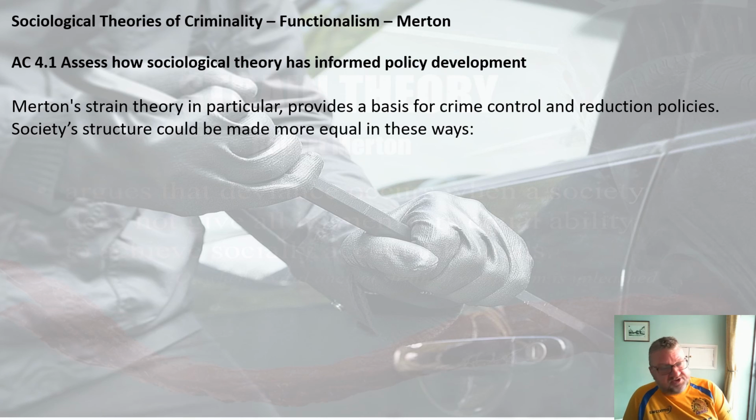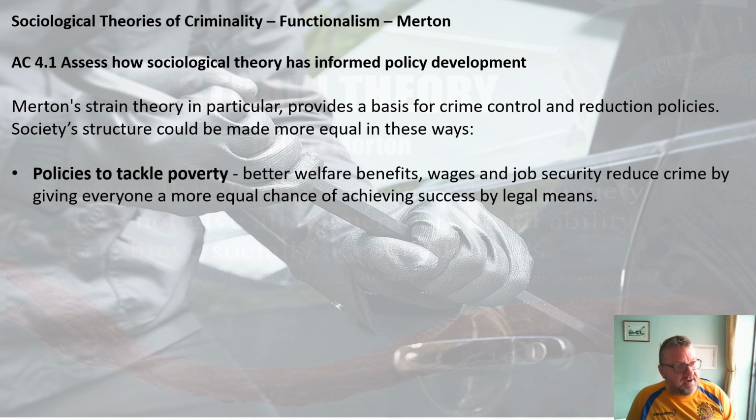So if we look at policy development now, AC 4.1, strain theory in particular provides a basis for crime control and reduction policies within society. So society's structure could be equal in these ways, and by adopting these policies you make society's structure more equal, therefore you don't have so much strain. So any government that's having policies to tackle poverty, such as better welfare benefits, wages and job security, well, that in theory would reduce crime by giving everyone a more equal chance of achieving success by legal means.